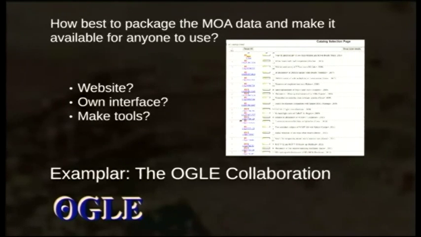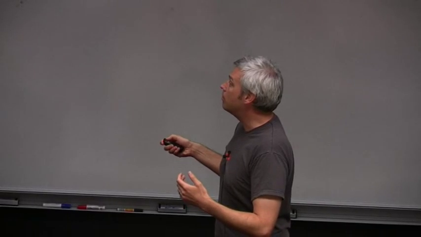Or for anyone to use. And this is an open question for you guys. You're the experts in this sort of stuff. We haven't done this yet. We have some friendly collaborators, the OGLE Collaboration. They're doing pretty much the same science. They're looking for planets using microlensing, but they are a Polish-US collaboration observing out of Chile. But they have put their data available via a website.